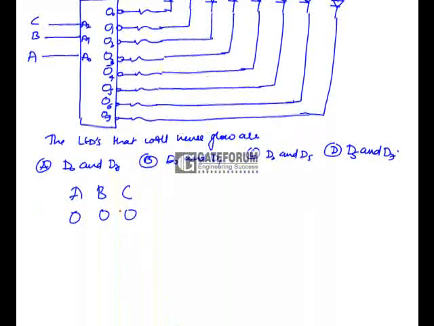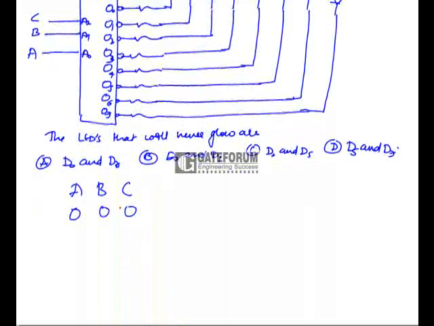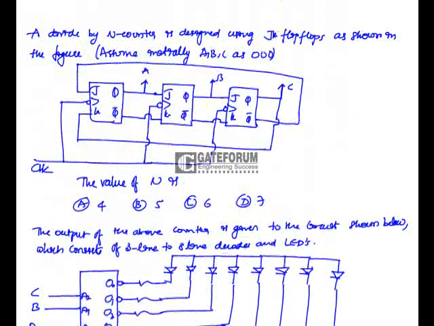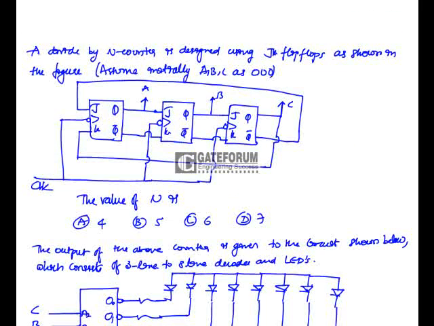The value of n in a counter can be found when these initial states are repeated again. That means we have to measure the count sequence. So, what is the divided by n counter? We have to find the value of n.